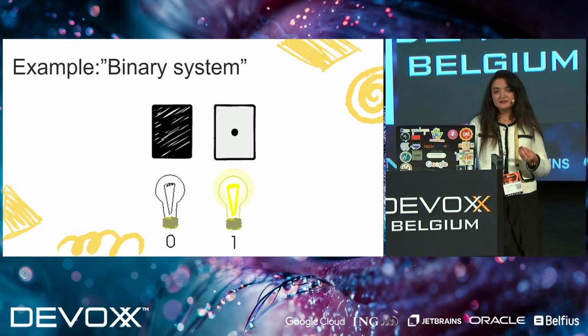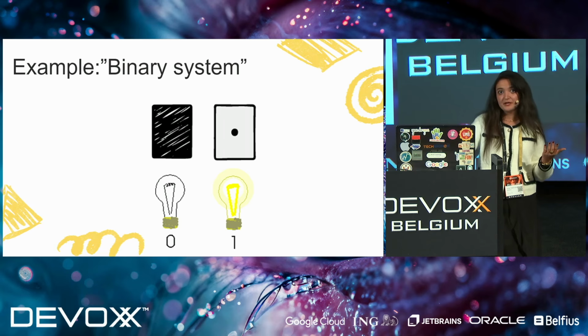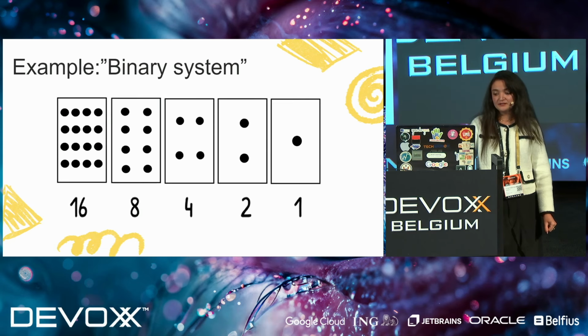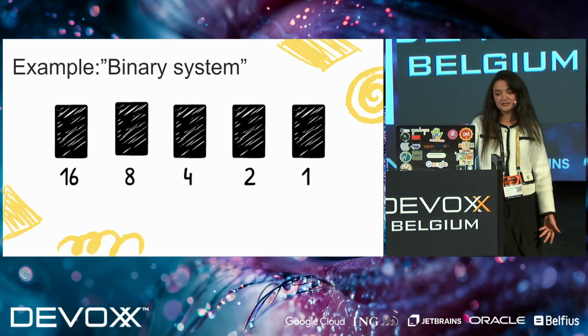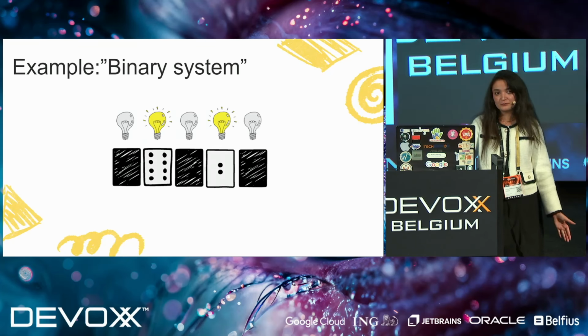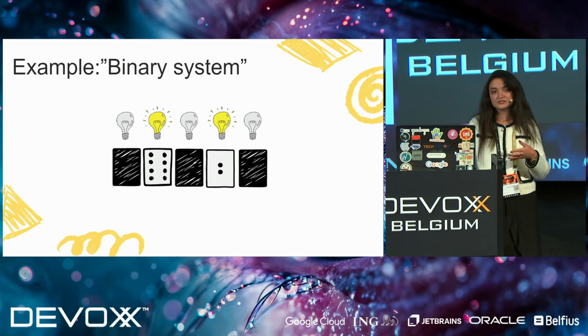So I'm going to say, if the light is on, we can see how many dots are on the card. But if the light is off, we're not going to see the dots. So it's all dark. And then I'm going to give them some examples. Here the light is on, we can see all dots. Here the light is off, we cannot see the dots. What if we have some cards on and some cards off? So I'm going to explain that whenever the light is off, we're going to say this is a zero, and whenever the light's on, we're going to represent that by one.